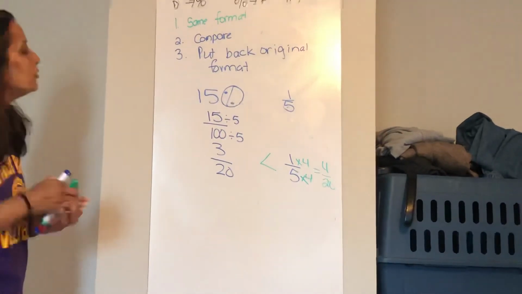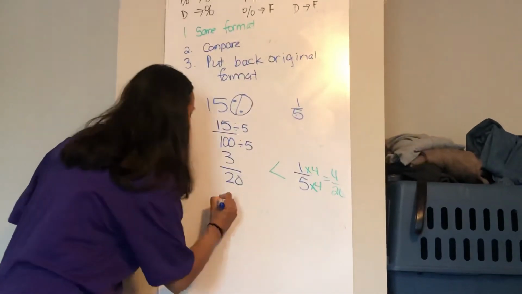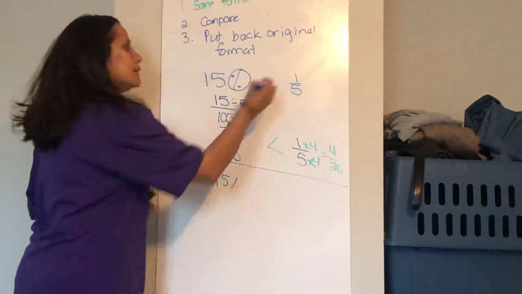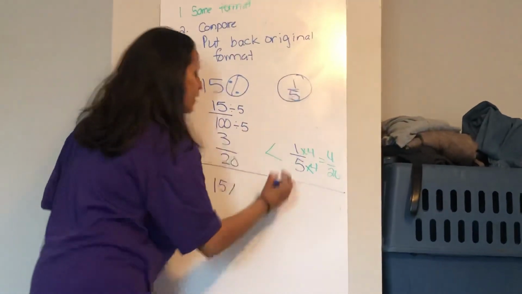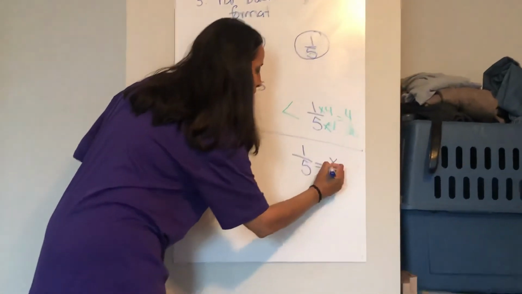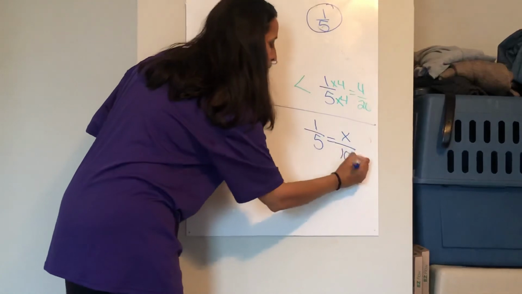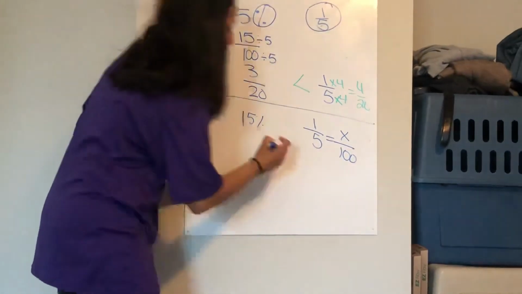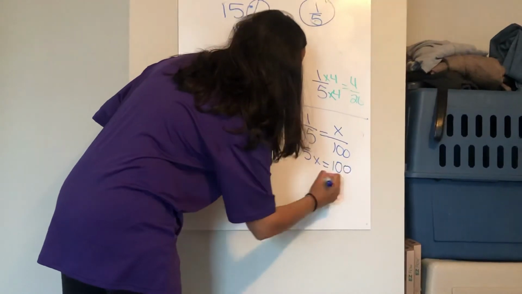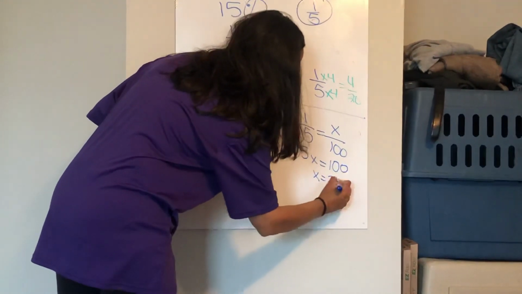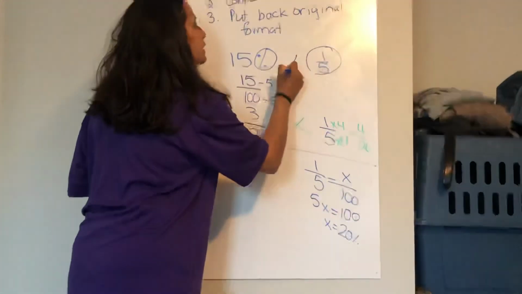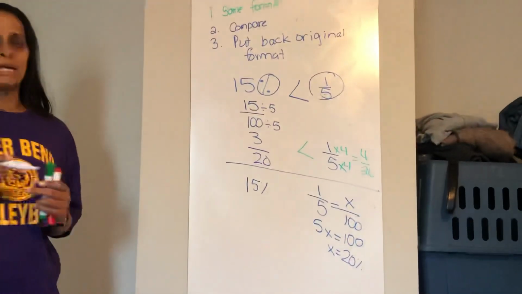What you can do is leave 15% the same. Now I can take 1/5 and make it a percentage by using a proportion. I'm going to say 5x equals 100. And so x equals 20%. So 1/5 is the same as 20%. So that means that 1/5 is the answer, the larger one.